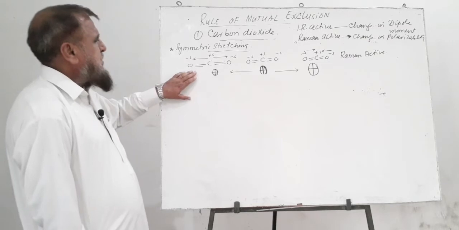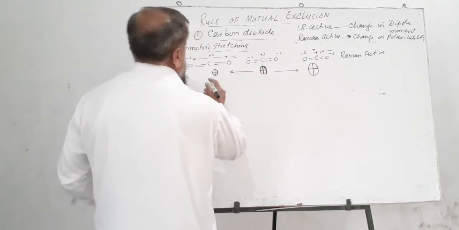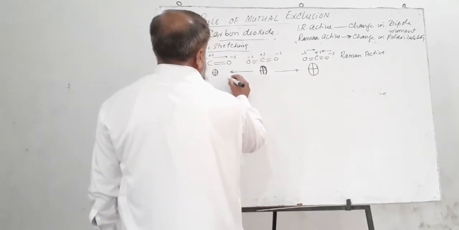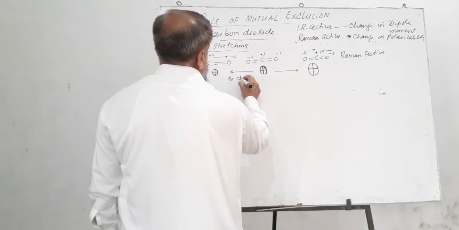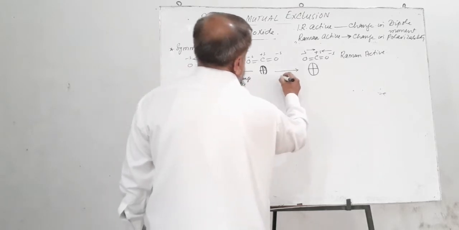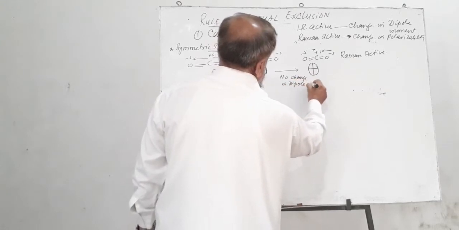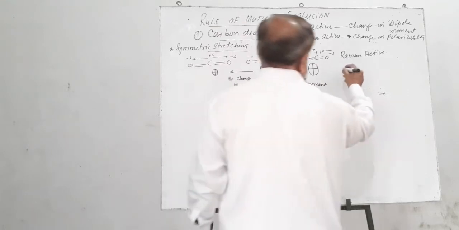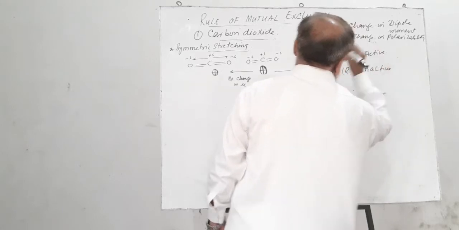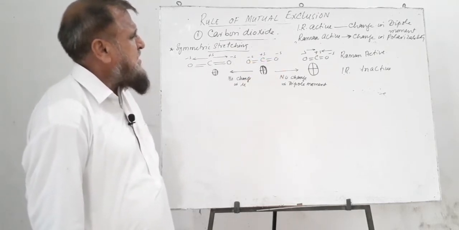Now we consider what happens to the dipole moment of the molecule. On both the extremes, as the bond expands or the bond compresses, there is no change in dipole moment, because the increase or decrease on both sides cancel out each other. Polarity does not change. That is why this vibration will be infrared inactive. So according to the rule of mutual exclusion, this vibration is Raman active, but it is IR inactive.